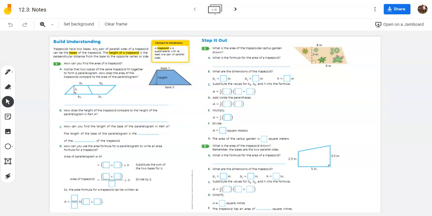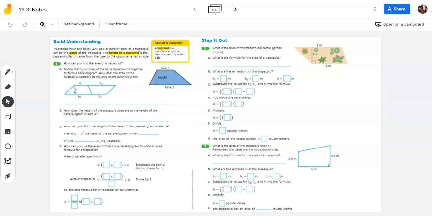This is Module 12, Lesson 3. We're going to be looking at trapezoids and how to find the area of them. And we're just going to do some of the problems on page 394. We're not going to do the whole thing because I think it may complicate it for you. But let's start at the top.